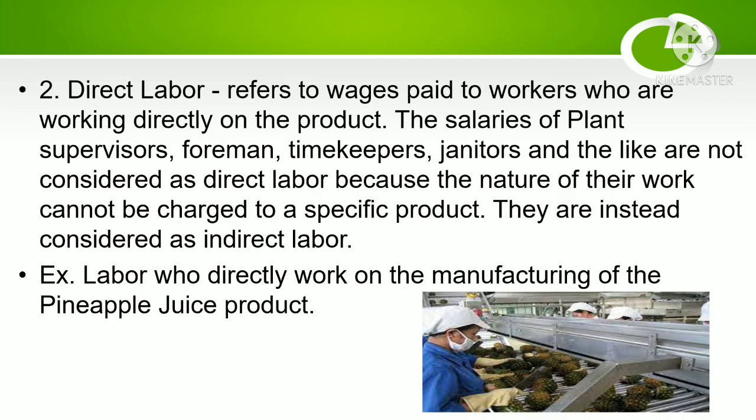Okay, next is direct labor. So direct labor refers to wages paid to workers who are working directly on the product. So the salaries of plant supervisors, foremen, timekeepers, janitors, and the like are not considered as direct labor because the nature of their work cannot be charged to a specific product. They are instead considered as indirect labor.